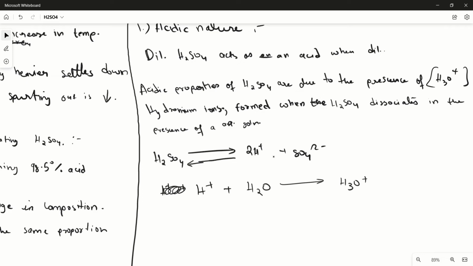H2SO4 plus 2H2O is a reversible reaction with 2H3O+ and SO4 2-. So H+ ions hydrated in aqueous solutions turn to H3O+ ions. So dilute sulfuric acid.